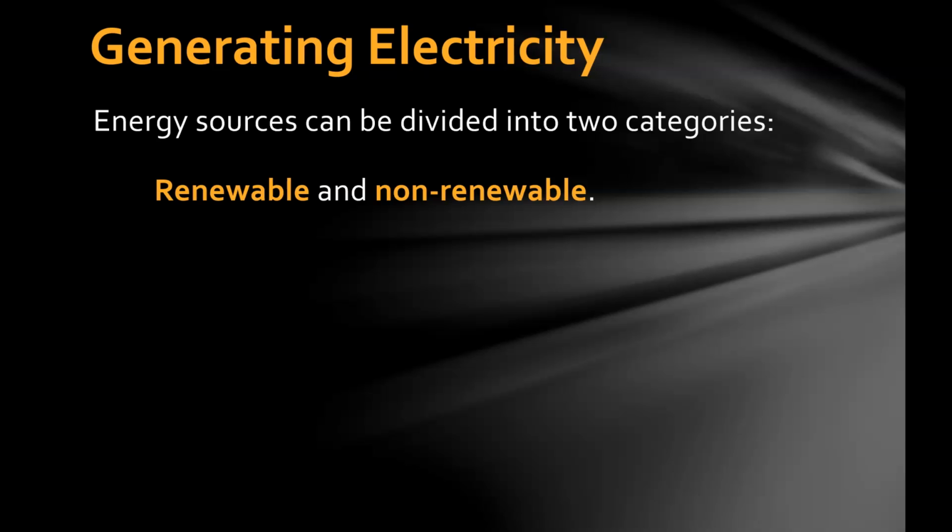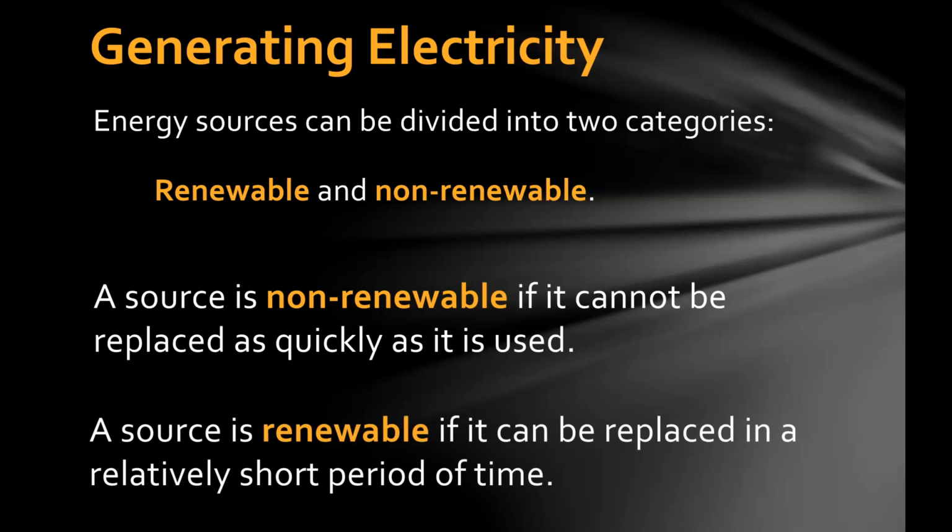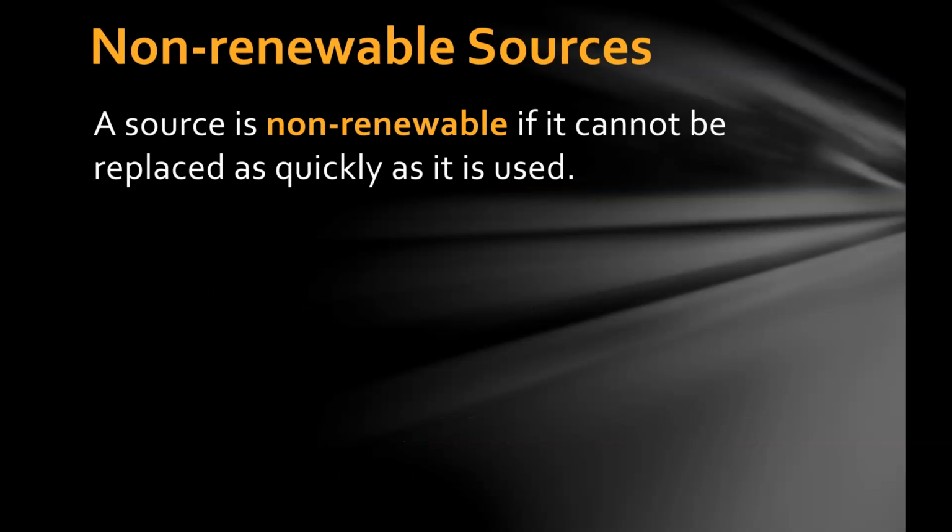So energy sources are divided into two different categories. We know them as renewable and non-renewable. A source that is non-renewable is one that cannot be replaced as quickly as it is being used. And a source is renewable if it can be replaced in a relatively short period of time.